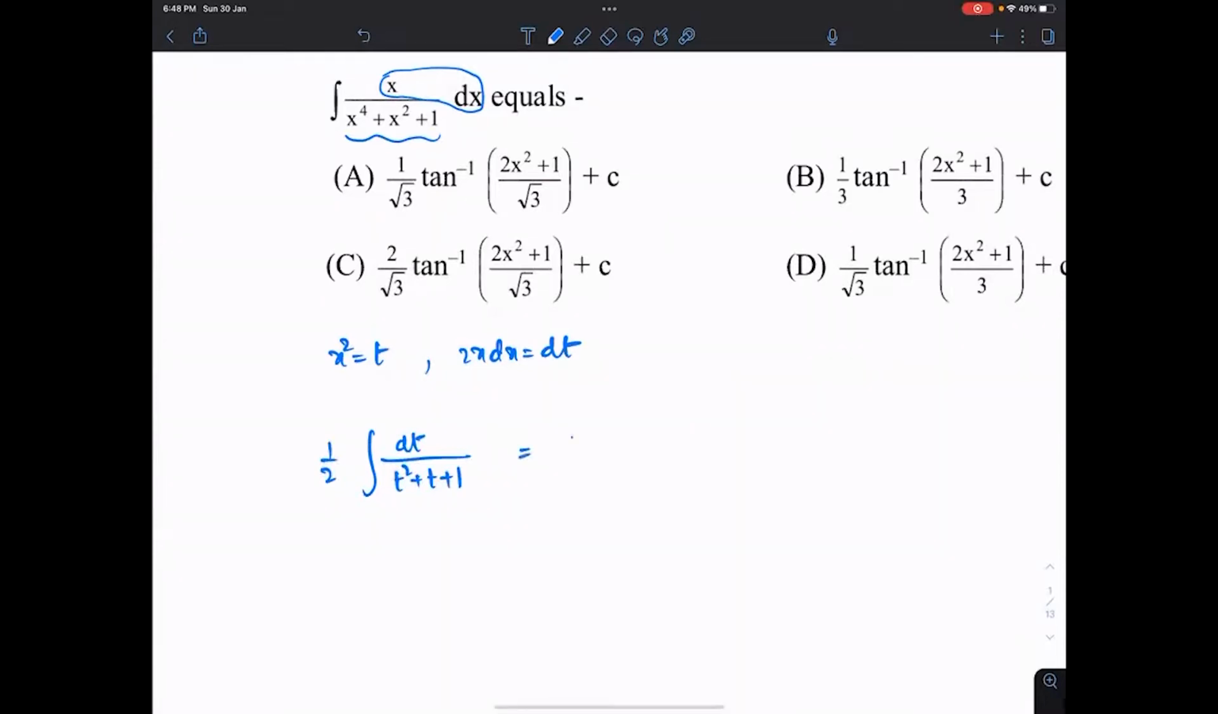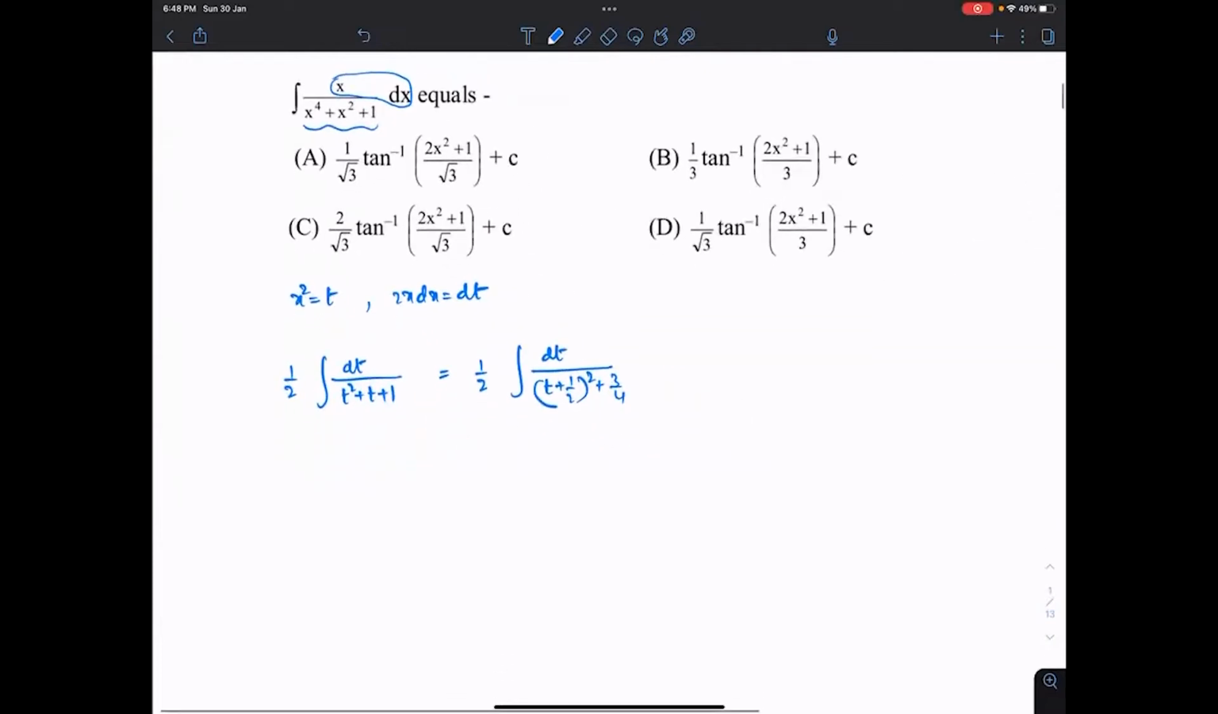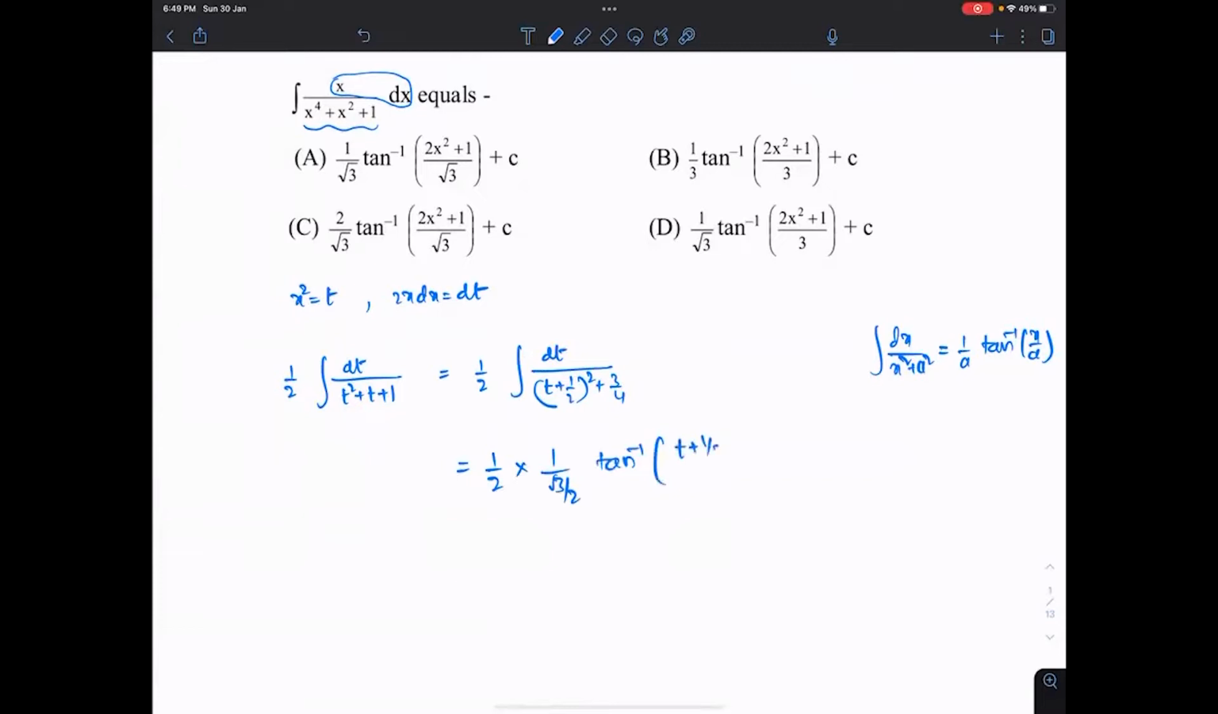Then you know how to write a perfect square. dt by the denominator, which will be t plus half whole square plus 3 by 4. So it looks like integral dx by x square plus a square, and the answer is 1 by a tan inverse x by a. So just do that, 1 by 2 times, where 1 by a is root 3 by 2, tan inverse x by a. Instead of x, what is there? t plus half, by a, and a is root 3 by 2. Okay, so this will be the answer.